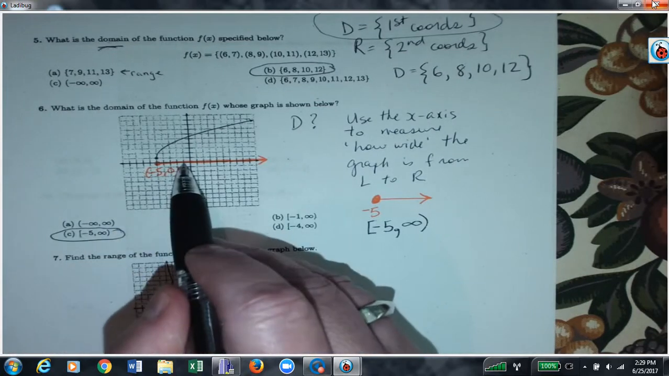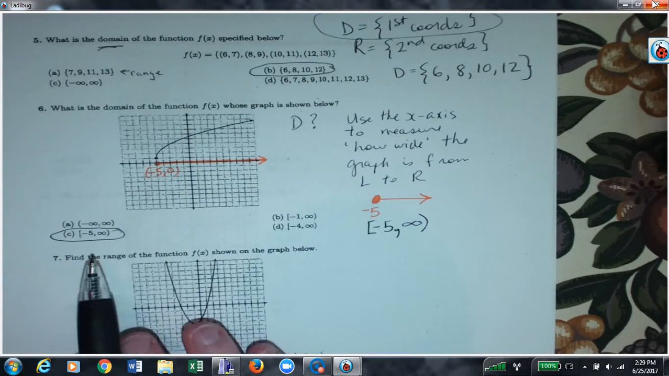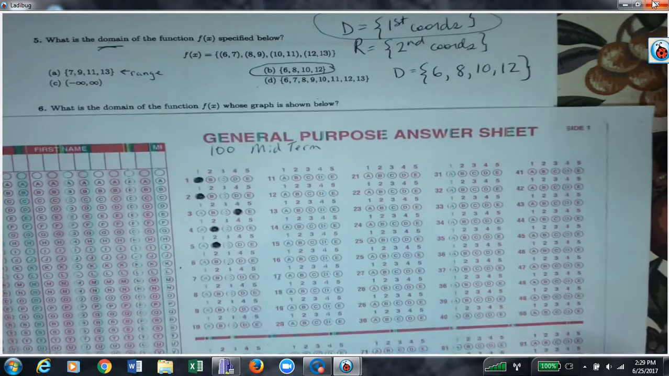So make sure I did it correctly. 1, 2, 3, 4, negative 5. It starts at negative 5. Okay, so the answer to number 6 is C.